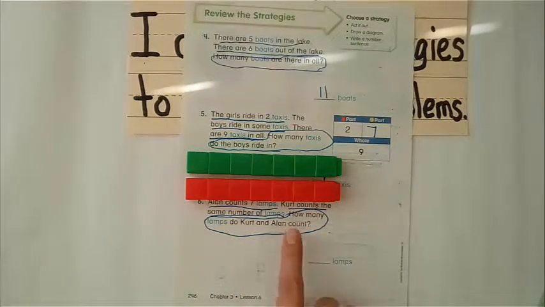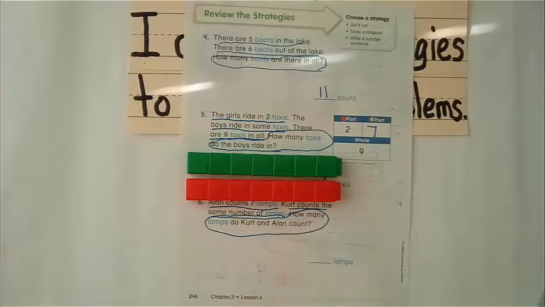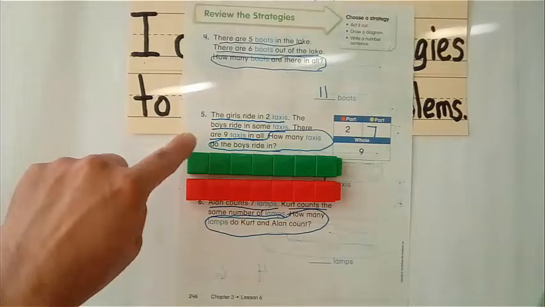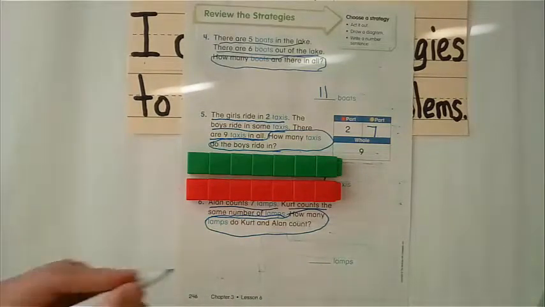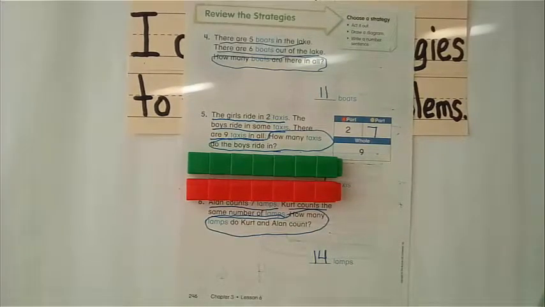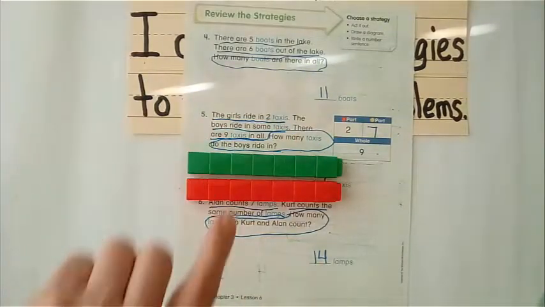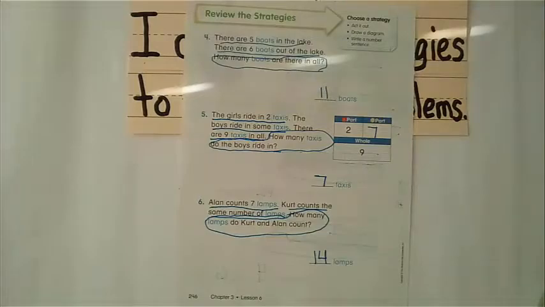So it's asking, how many lamps did Kurt and Alan count? So how many did they count all together? What's 7 plus 7? Yeah, that's right. 7 plus 7 is 14. So they counted 14 lamps all together. Great job.